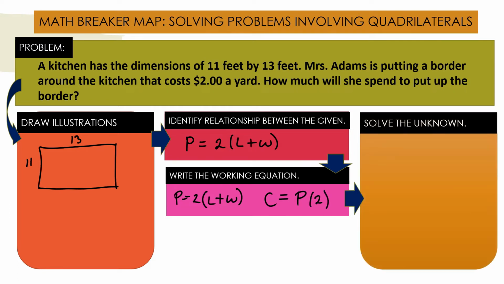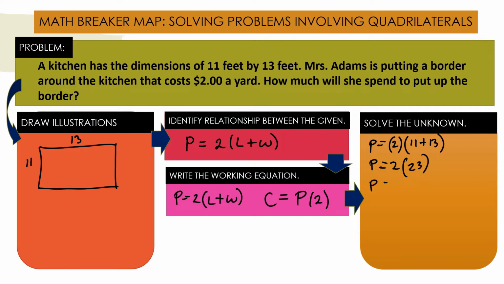Now, let us solve for the unknown. Let us first have the perimeter of the given rectangle. P is equal to 2 times the length plus the width, which is 11 plus 13. Adding, P is equal to 2 times 23.